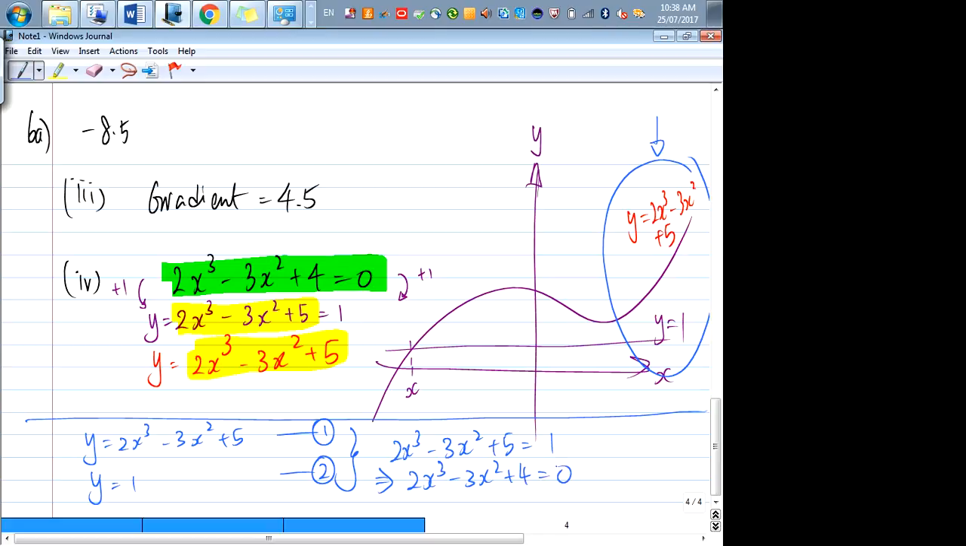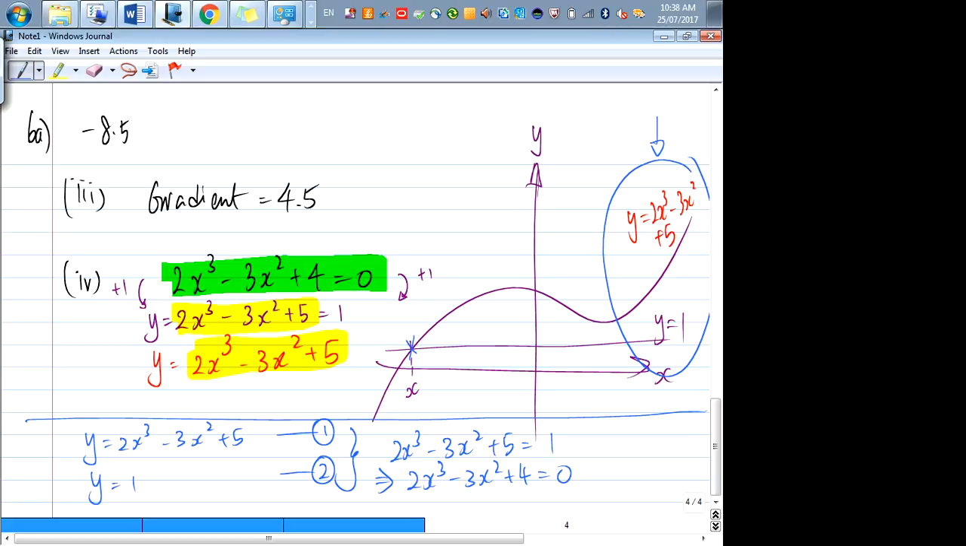Isn't this what was highlighted in green? That's what they wanted you to find, the solutions to this. And the solutions to this is actually a simultaneous equation, finding the point of intersection between your straight line and your curve. Okay, so that's how we conclude that drawing a horizontal line of y equals to 1 will help us solve for this equation in green.